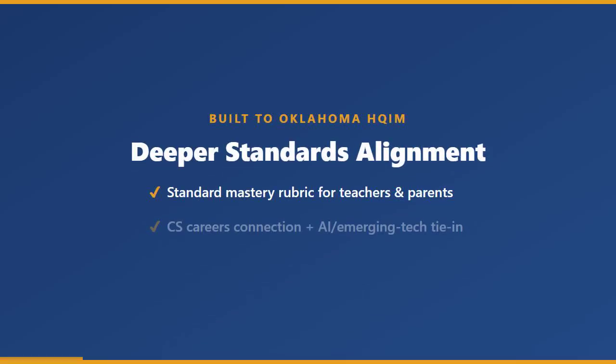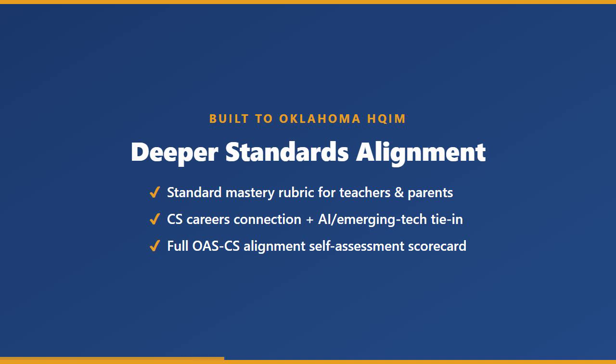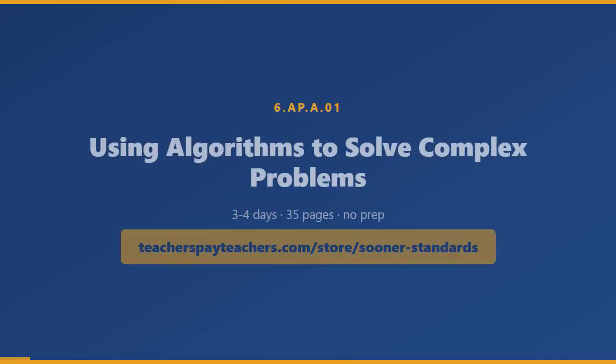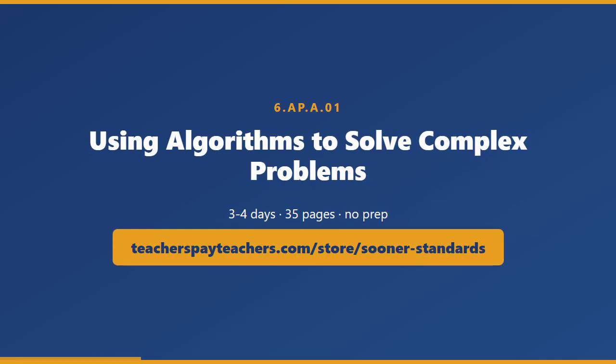Plus a 12-question assessment with answer key, group and individual activities, vocabulary puzzles, a family letter, and a certificate of achievement. That's 3 to 4 days of no-prep, HQIM-aligned instruction across 35 ready-to-print pages.